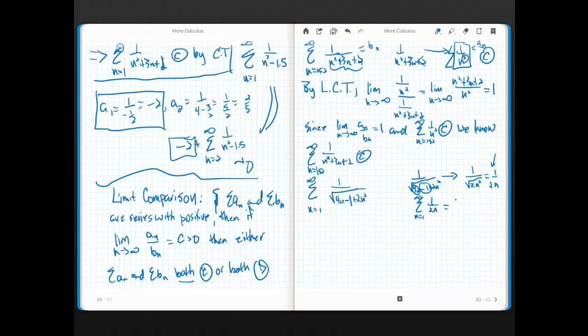Well, if the 2 frightens you, pull it out, right? We have rules about sums where I can pull constants out, very much like integrals and derivatives and all that stuff.